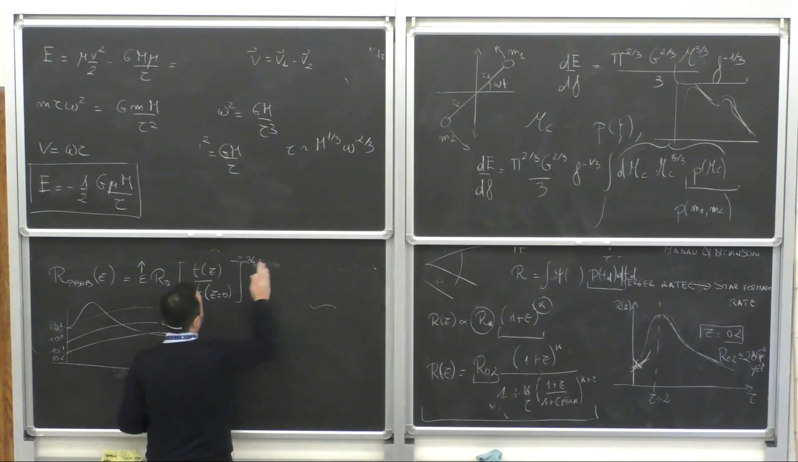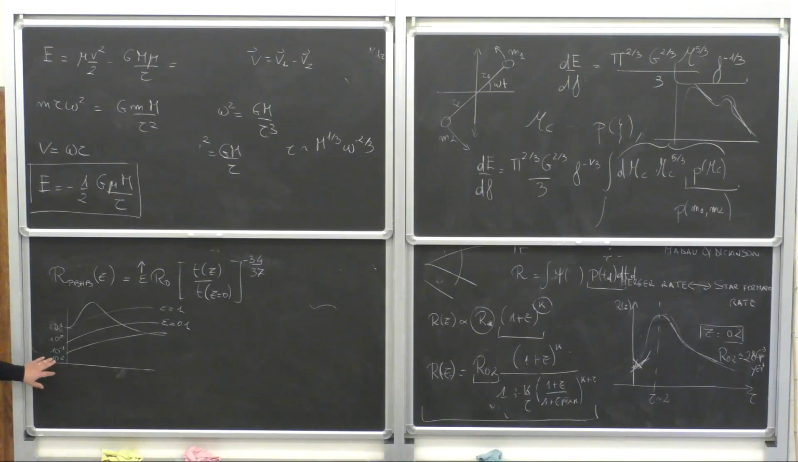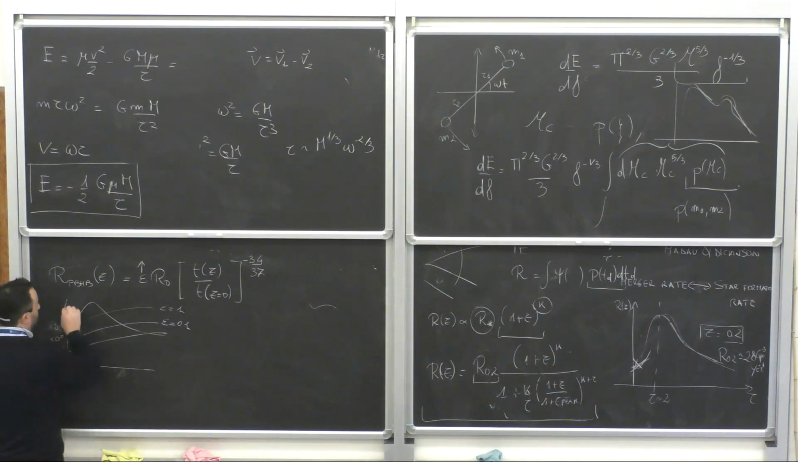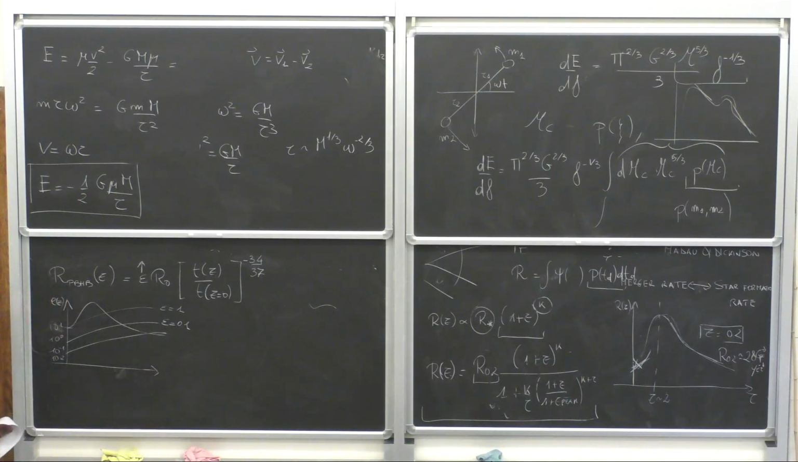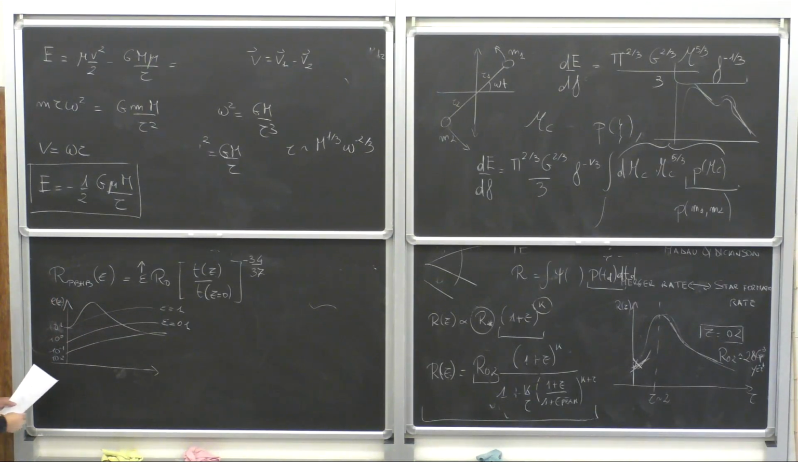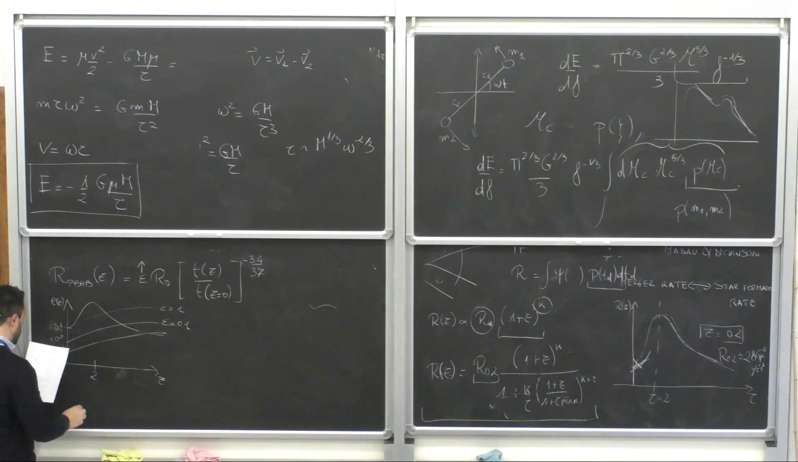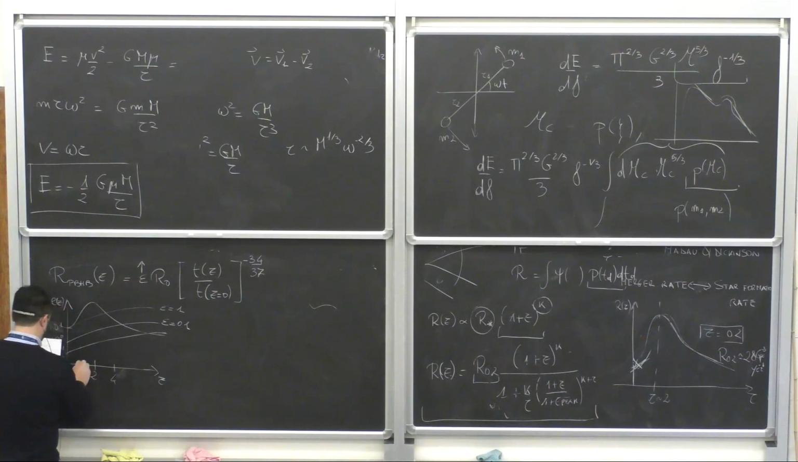Here, you expect that this merger rate, R of z, instead of decreasing, increases and then reaches a plateau. So here you should have 2. This is the redshift, okay. This is 4. This is 0, okay.